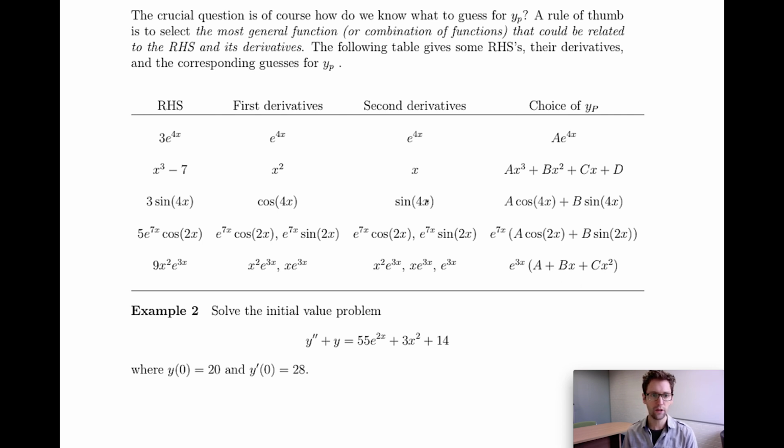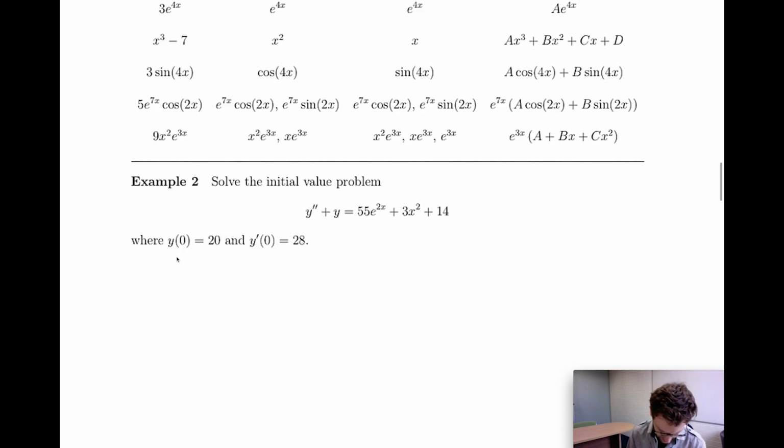So there's a full list of the possible solutions or possible guesses in the written notes, but the general rule of thumb should be that you need to create the most general function or combination of functions that could be related to my right-hand side or its derivatives. So let's take a look at another example and see what happens.